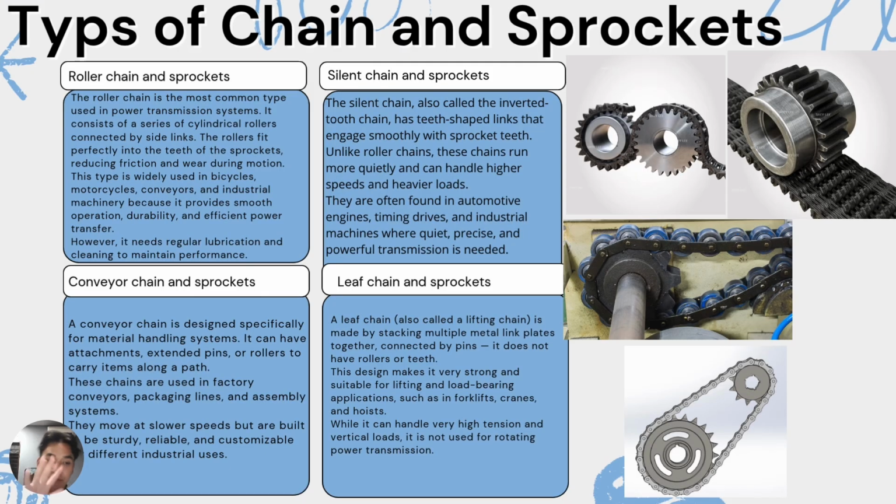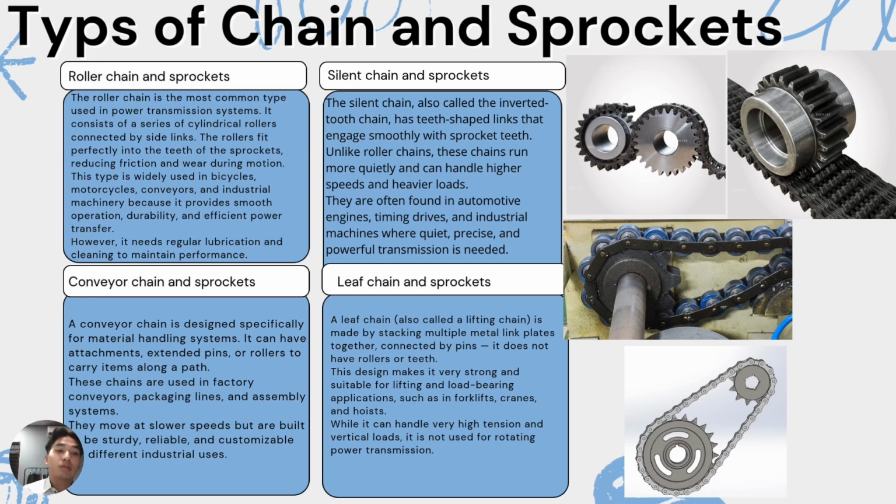There are actually five types of chain sprocket, but I'm listing only four. The roller chain sprocket, the silent chain sprocket, the conveyor chain sprocket, and lastly the leaf chain sprocket. These are the pictures. Each one has a different type and a different toothed edge.